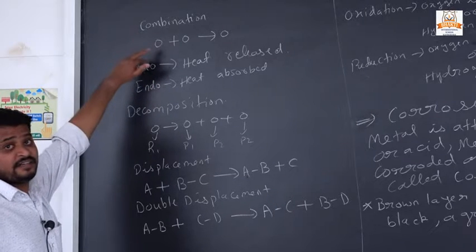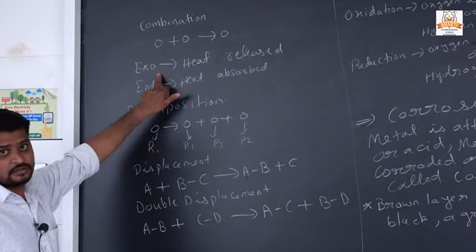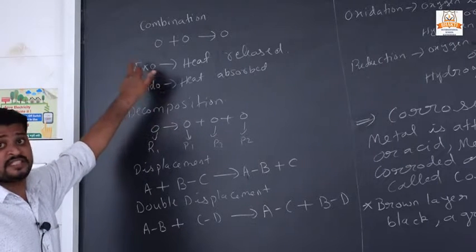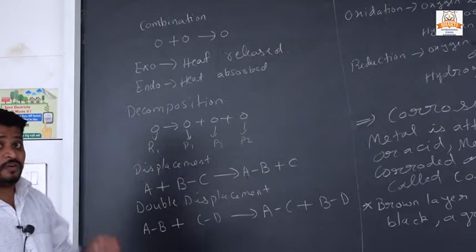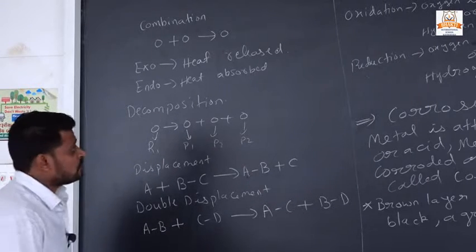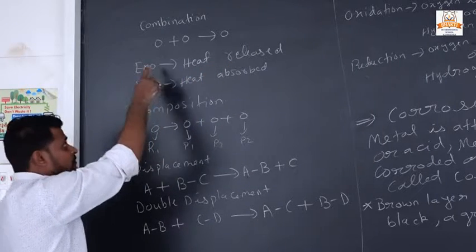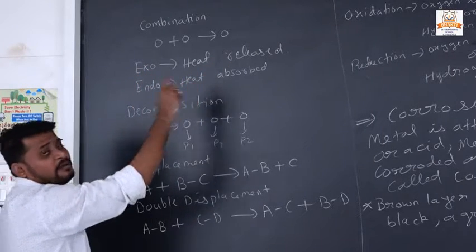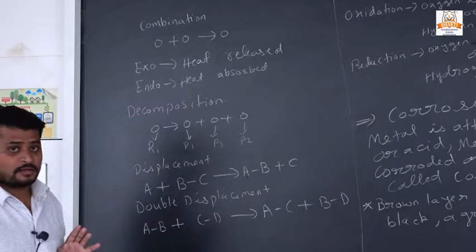So, in combination reaction we will discuss after combination reaction exo and endo. Exo means exothermic reaction, endo means endothermic reaction. What was exothermic reaction? A chemical reaction in which heat is released is called exothermic reaction, and in which heat is absorbed is called endothermic reaction.